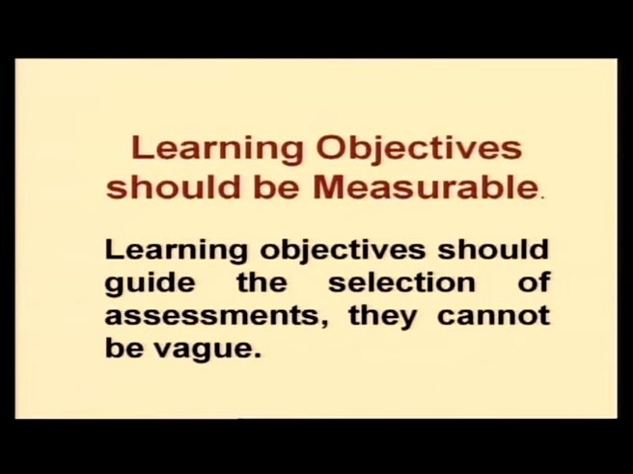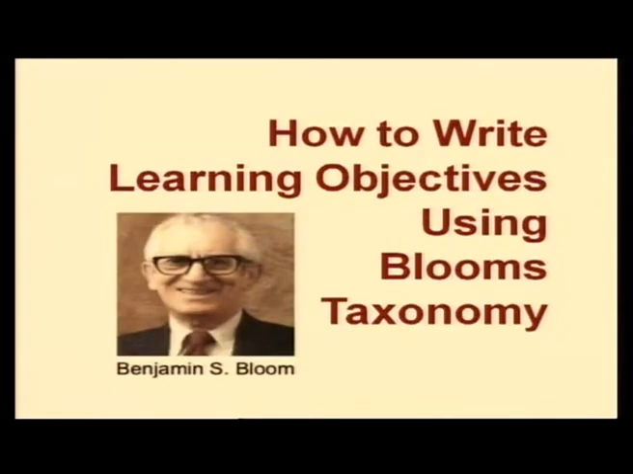It cannot be measurable. If we say list, which is an action verb, the learner is able to list 1, 2, 3, 4 and so on points. But when we say understand, you cannot measure how much understanding, this much or this much. So, we do not know what the understanding of the learner is. Next point is learning objectives should be measurable, and just give an example. It should guide the selection of the assessments and they cannot be vague.